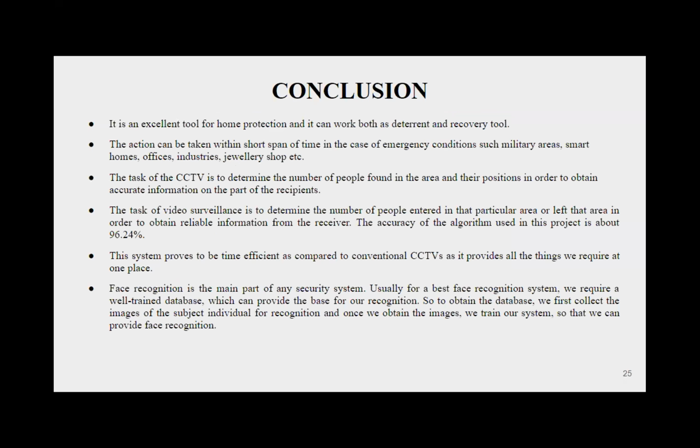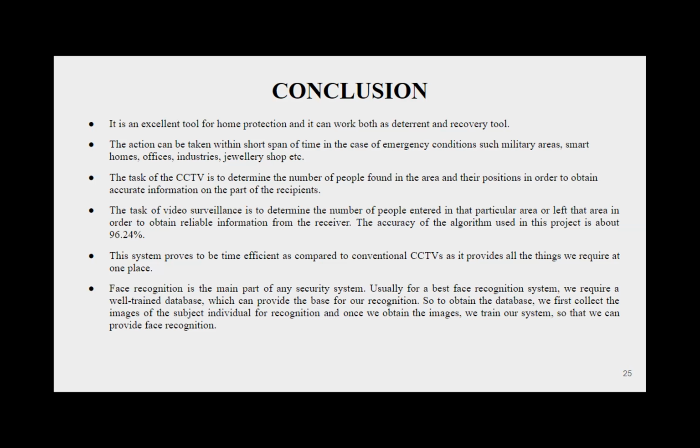In conclusion, it is an excellent tool for home protection and it can work both as a deterrent and recovery tool. Action can be taken within a short span of time in case of emergency conditions, such as military areas, smart homes, offices, industry, jewelry shops, etc.